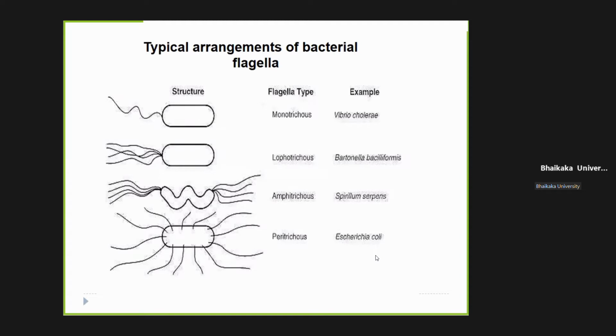When there is a tuft of flagella situated at both the poles, it is known as amphitrichous, the third image, and it is seen with Spirillum serpens. And when the flagella surround the whole body, it is known as peritrichous flagella, and it is seen in case of Escherichia coli.